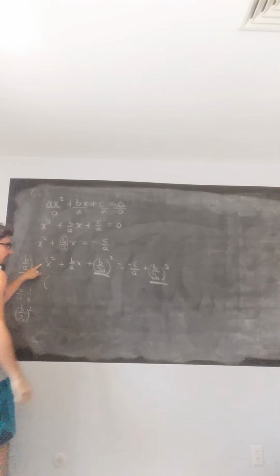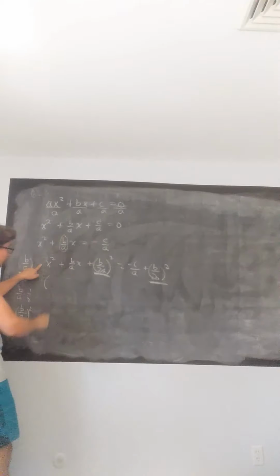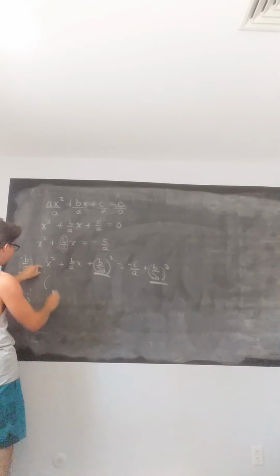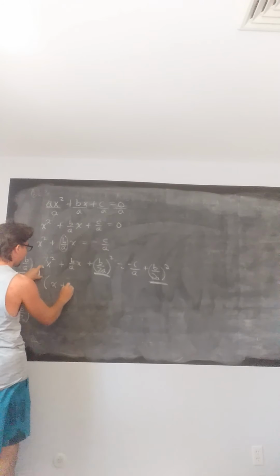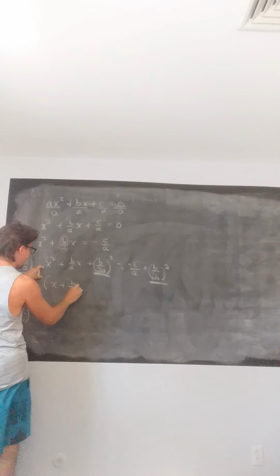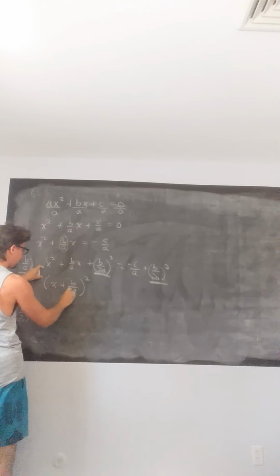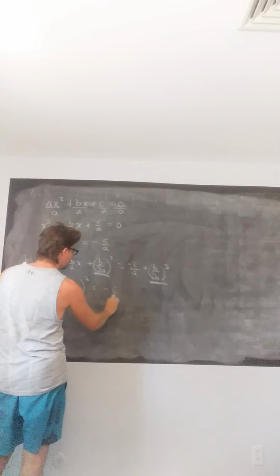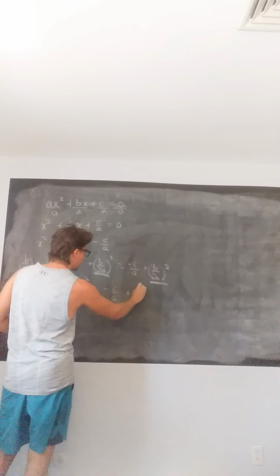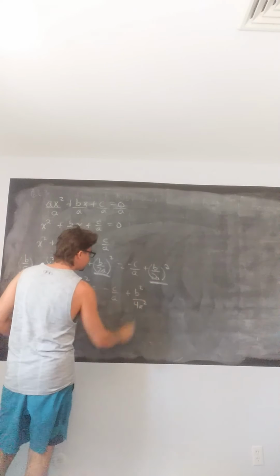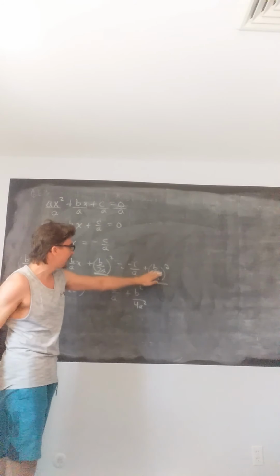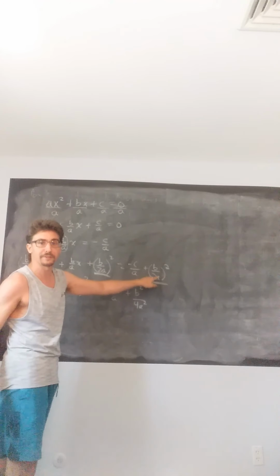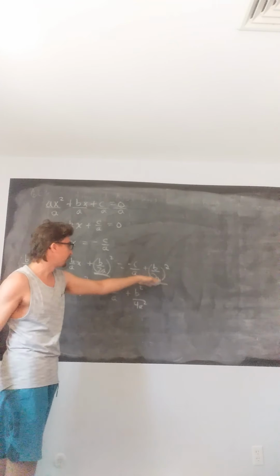So now, I'm going to use some factoring magic. This is a perfect square trinomial. That's the goal, to get a perfect square trinomial. So I'm going to write this as x plus b over 2a quantity squared equals, and over here I'm going to untangle this and call this negative c over a plus b squared over 4a squared. Because if you have b over 2a squared, that's b squared over 4a squared.